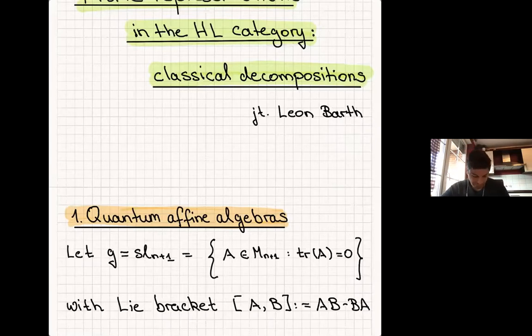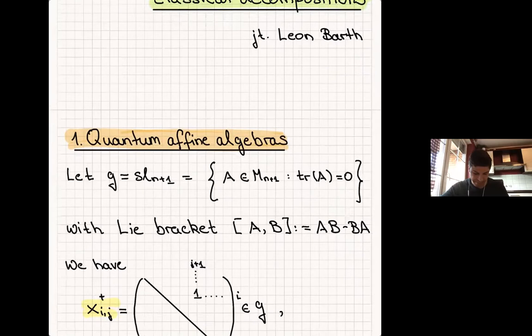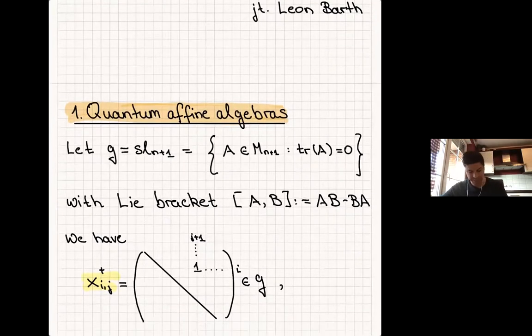SL_{n+1} has a few very typical matrices, and the ones I want to discuss are these X_{ij}^+. The matrix X_{ij}^+ has a 1 in row i and column j+1. It is obviously a matrix in SL_{n+1} because all the diagonal entries are 0, and of course the sum over the zeros is 0. So this is really a matrix in SL_{n+1}.